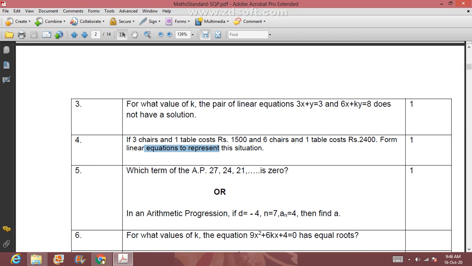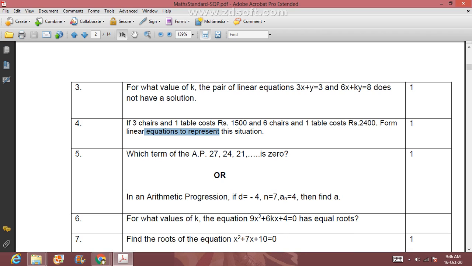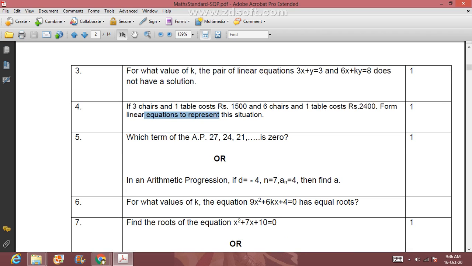Which term of the AP 27, 24, 21, and so on is 0? I observed here in question number 5, in this new paper pattern on the AP, only one question is asked and it is for 1 mark only. Two questions are asked, but it is an internal choice. Only one question is asked and it is only for 1 mark. So I am surprised why they have given only 1 mark weightage to the arithmetic progression.